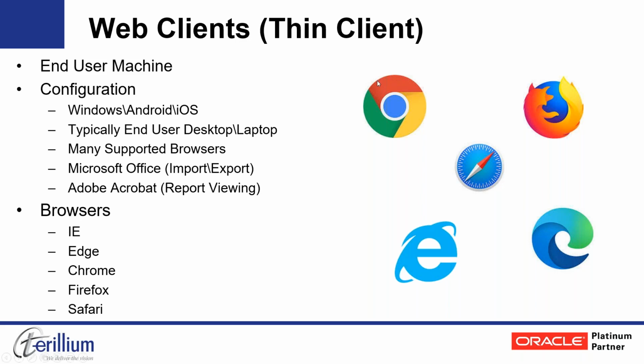The only other pieces that you typically need on a thin client would be your Microsoft Office. This helps with Excel, so you can import and export data. And then all of the reports are typically delivered through PDF, so you would need an Acrobat viewer as well.